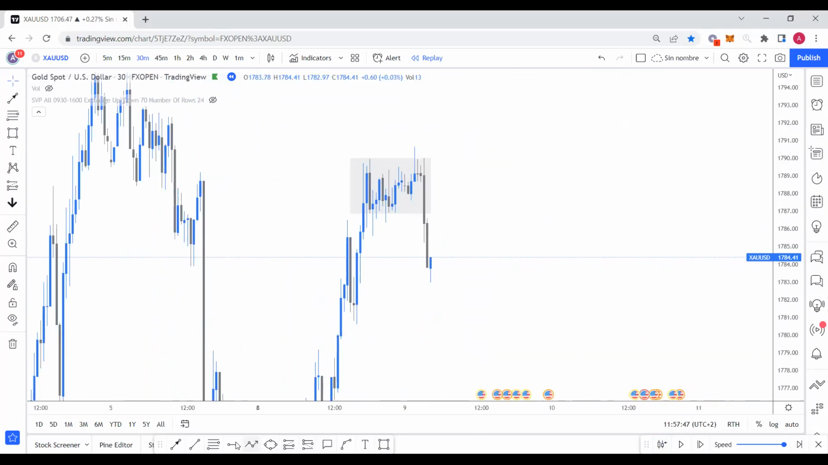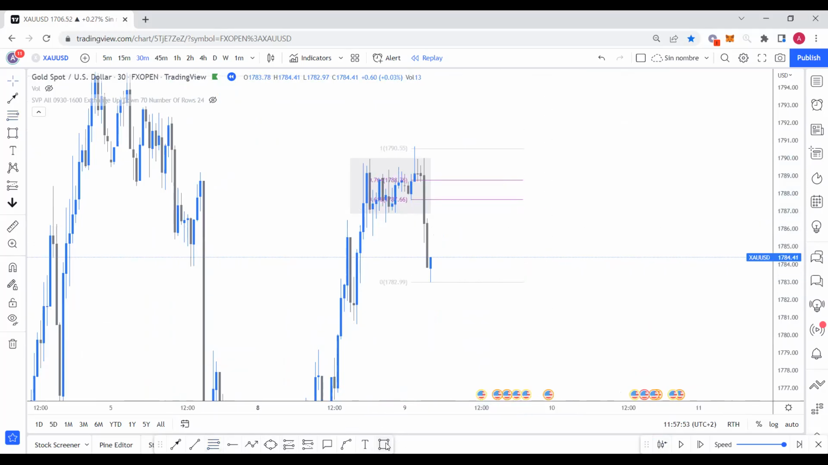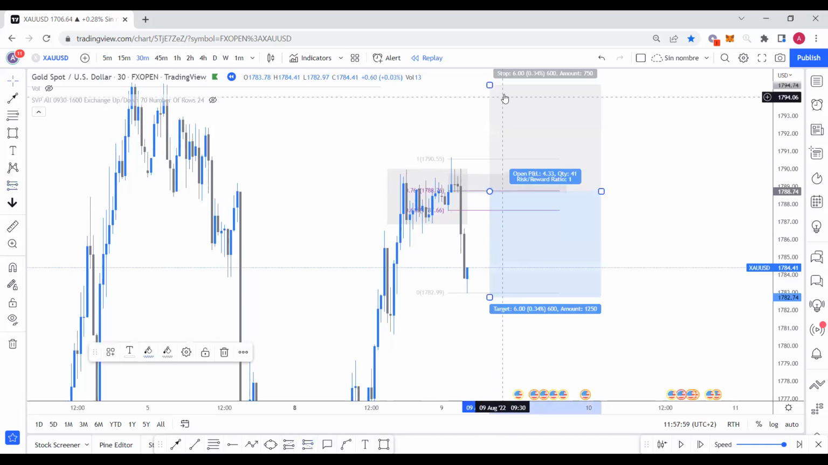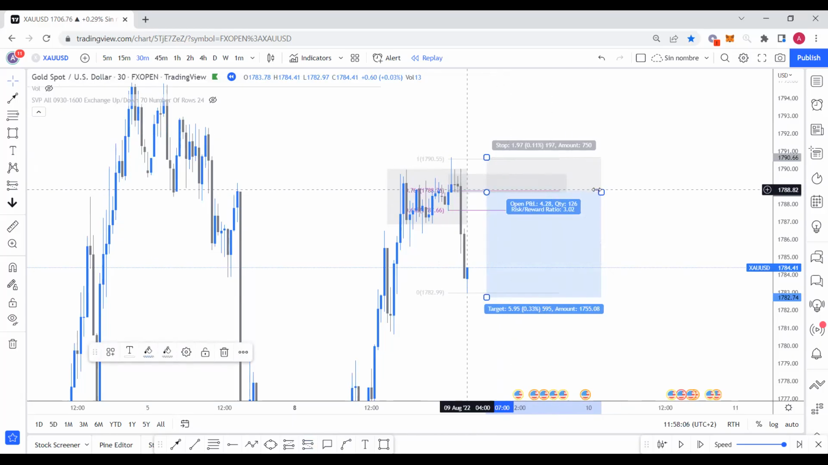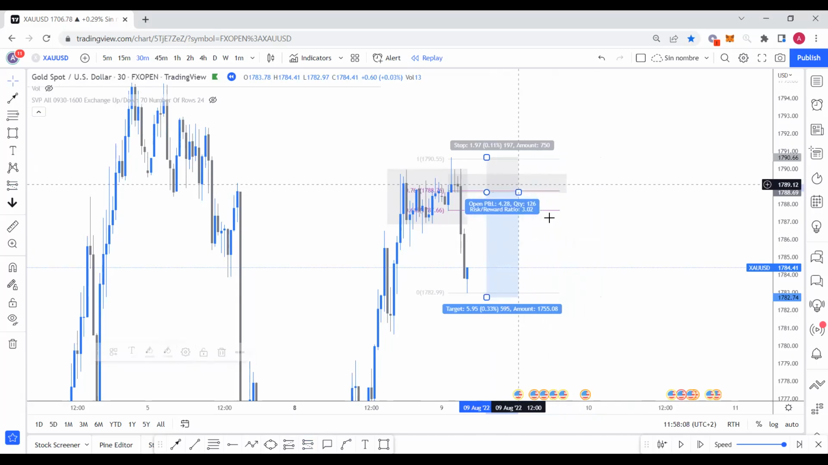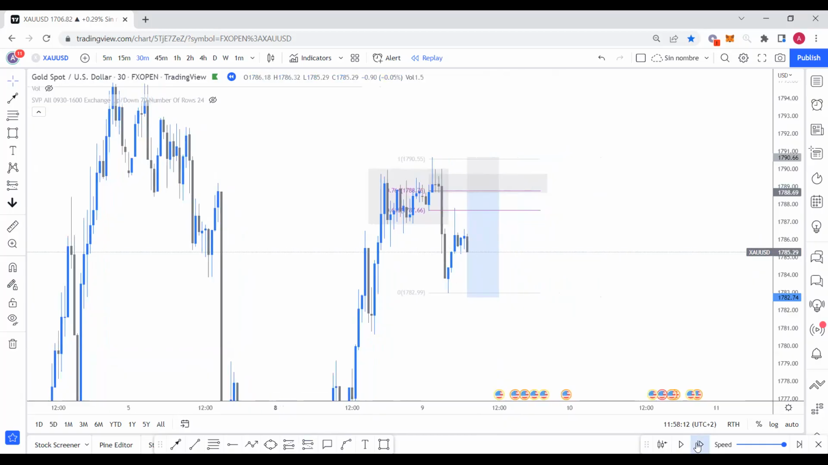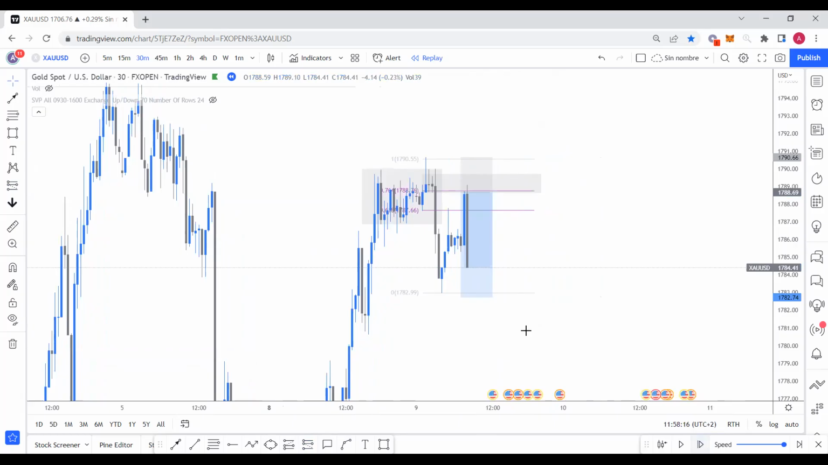Perfect. We trace our Fibonacci, we trace our supply zone, boom. We know this is a nice sell zone. Stop loss above. We're entering at the 0.76 zone. Then as soon as price comes to this zone and we get our trade executed, which is right there, boom.